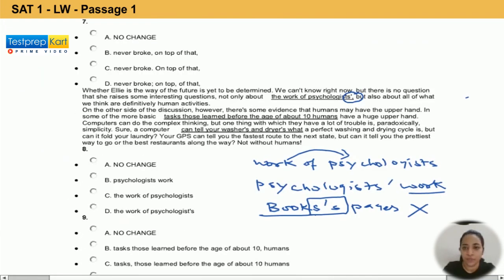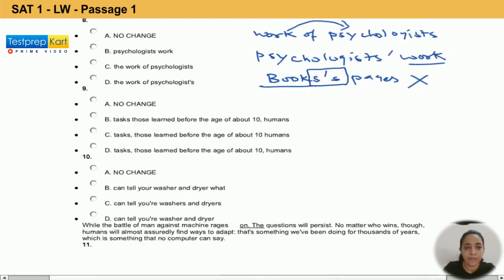Okay, let's move to question number 9. Task those learned before the age of about 10. So it's talking about task, what kind of task. So this part is a description, right? So we have task, some description, and then it's continuing, right? Note, we have a closing comma, not opening, so this seems to be a problem. Opening is there, closing is not there, seems to be a problem. Opening is there, closing is there. D looks like a good answer.